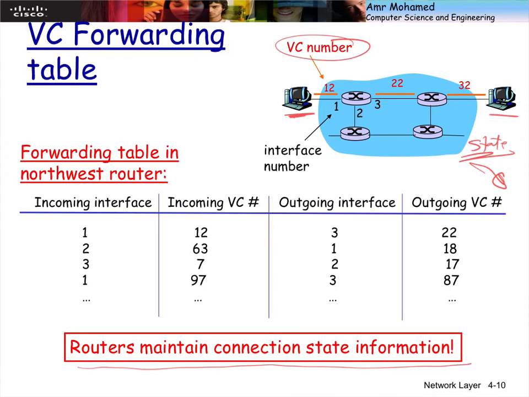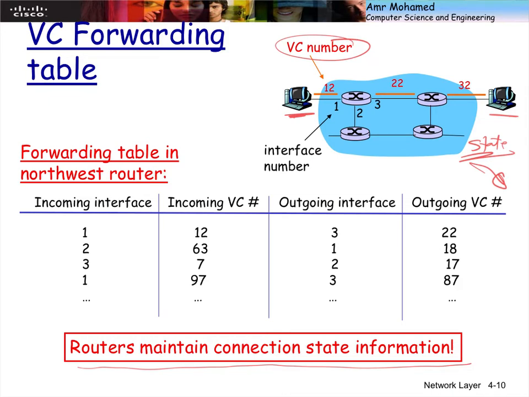So in addition to this, routers maintain connection state information, which is very, very hard to manage. And it's not only hard to manage, it's based on over-provisioning. And reserving these resources will not guarantee that they will be utilized. So I'm doing all of this, and at the end, it's not used efficiently, and it's increasing the complexity.